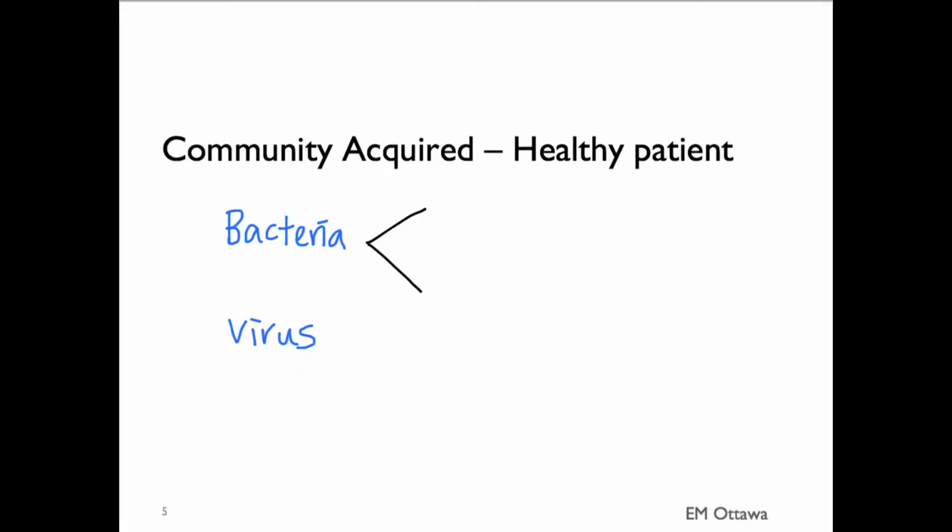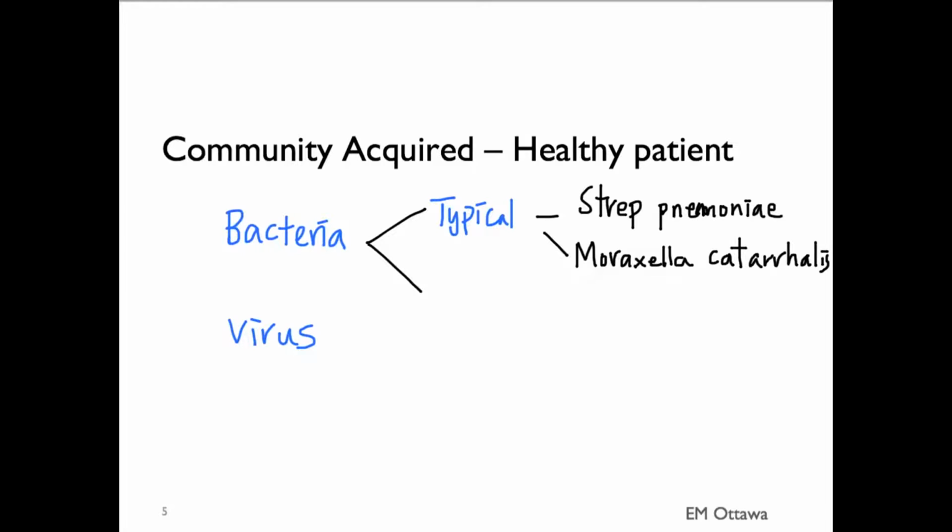Bacteria infection is divided into typical or atypical bacteria. Typicals are the ones that give the most typical signs and symptoms, which we'll discuss further. The bacteria include Strep pneumoniae, Moraxella catarrhalis, and Haemophilus influenzae, or H. flu for short. Of the three typical, Strep pneumonia is the most common cause of community-acquired pneumonia that is typical.